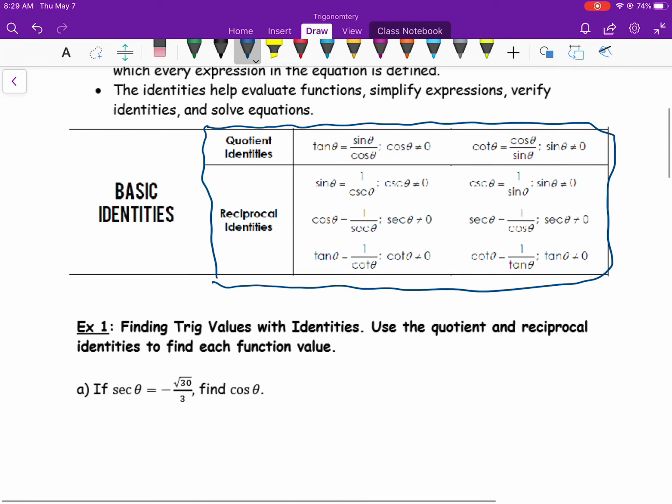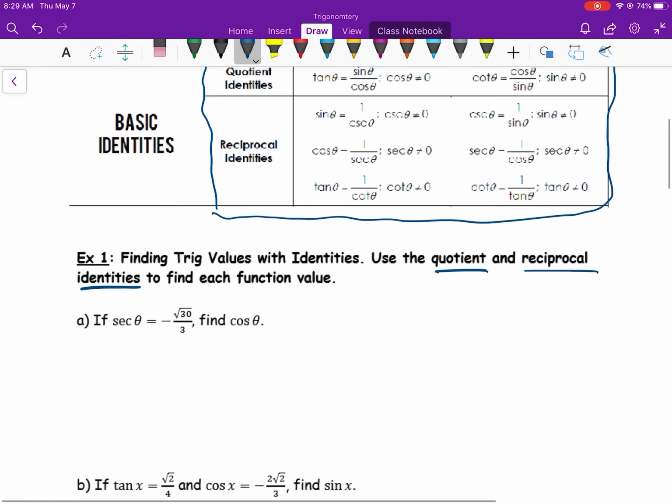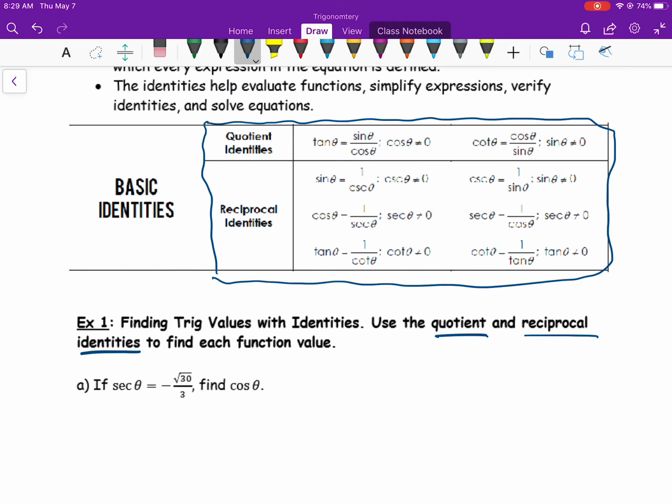Okay, so we are going to find trig values with identities using the quotient and reciprocal identities. Okay, so quotient basically means that tangent is really sine over cosine and cotangent is cosine over sine. Alright, so that's your y over your x, and then that's your x over your y. And our reciprocal identities is what we've done.